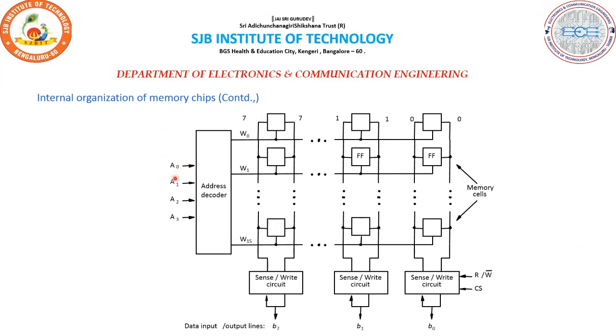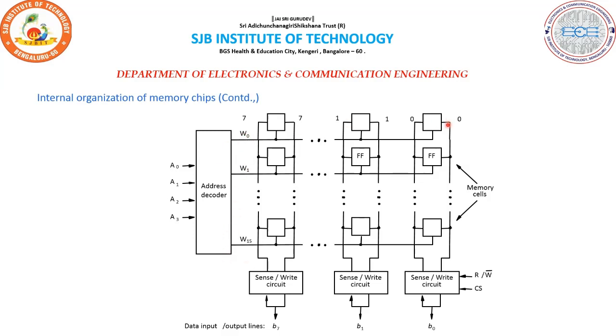So how many address lines are here? A0, A1, A2 and A3, that is 4-bit address lines. It can address 2 to the power of 4, which is 16 locations. So there are going to be 16 words, that is 0 to 15.